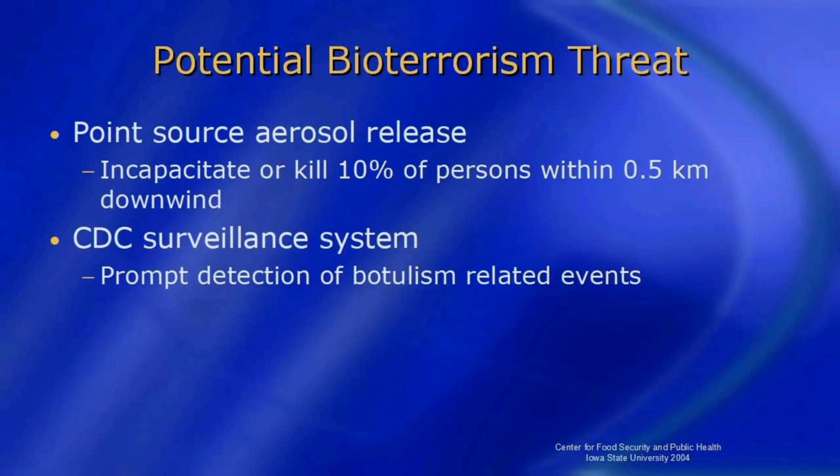It is estimated that a point source aerosol release of botulism toxins could incapacitate or kill 10% of the animals within 0.5 kilometers downwind. However, the CDC maintains a well-established surveillance system for reporting botulism cases that would promptly detect such an event.